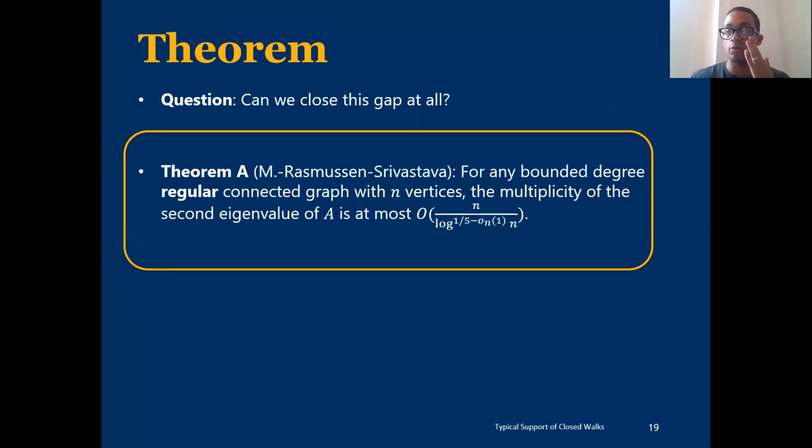So what we tried to do is we said, well, can we improve this bound from n over log n? We were actually able to, but with the extra assumption that the graph is regular. If you make this assumption, then you can show that the multiplicity of the second eigenvalue in the adjacency matrix is at most n over polylog n.